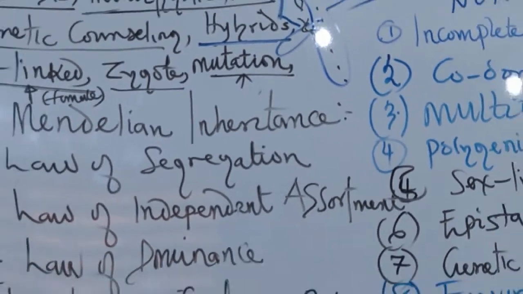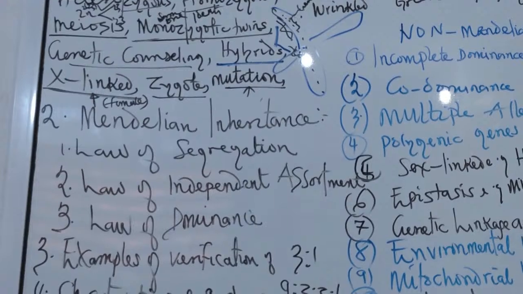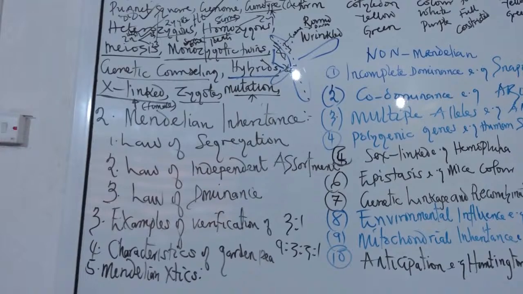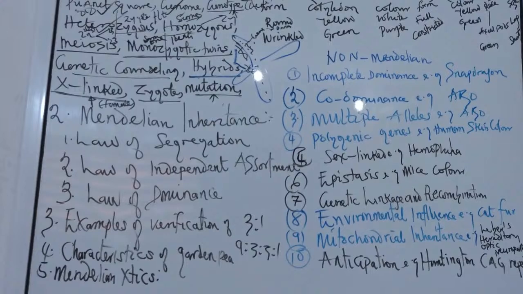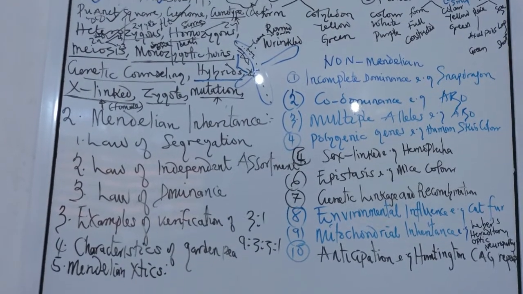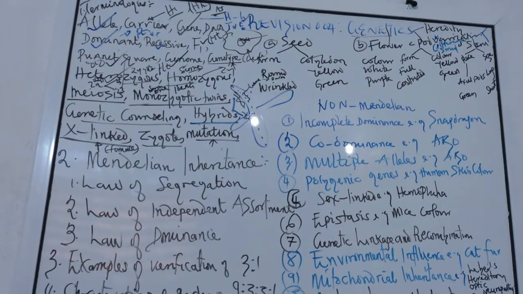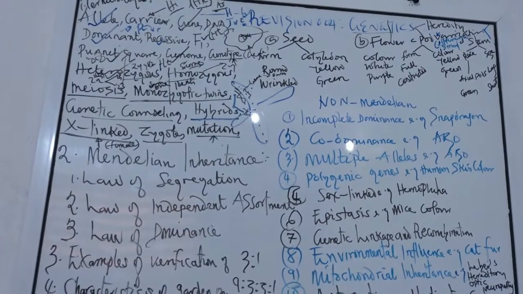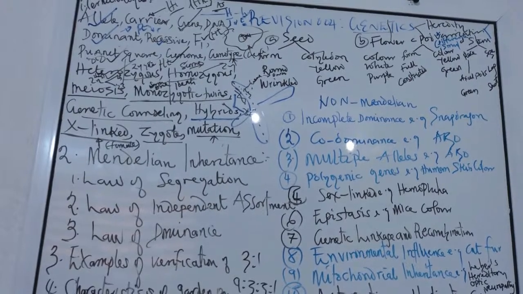As I was saying, we actually started with the terms and terminologies in genetics, where we look at allele, carrier, gene, what is DNA, dominant versus recessiveness, first filial generation, Punnett square, and we look at genome. What's a genome? What's a genotype? What do we mean by homozygous, heterozygous? What is meiosis? What do we mean by monozygotic twins, which is identical twins?